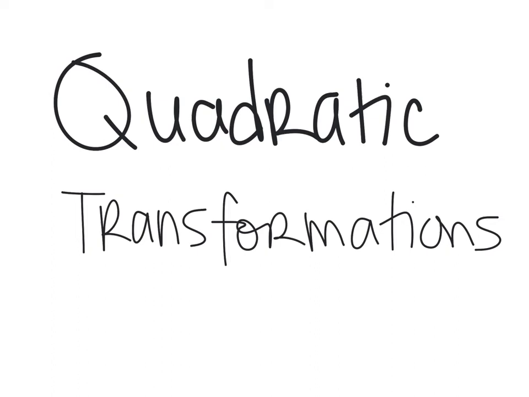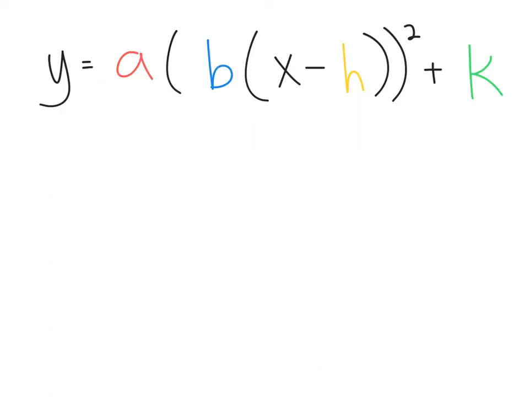Quadratic transformations. So, when we talk about quadratics, quadratics are going to be some equation that has a squared. Because I see this squared, I know it's a quadratic function. And because it's got the squared, the graph will be shaped like a U, which we call a parabola.